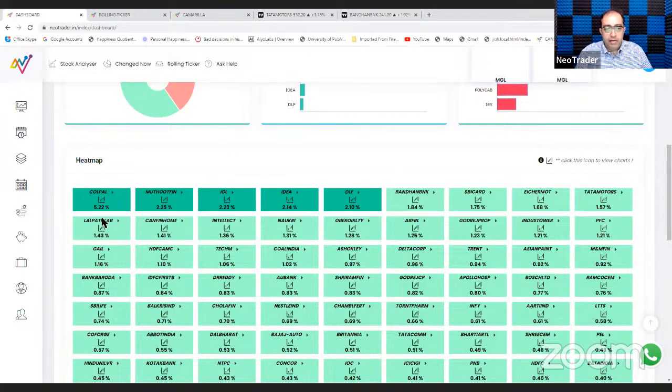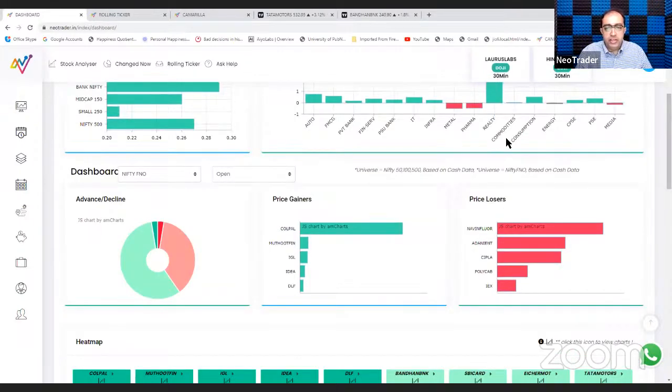You are having Kolpal, Muthoot Finance, IGL. So no big names as such. So you have to be a little careful. And even when you see among the sectors, only the real estate is moving.